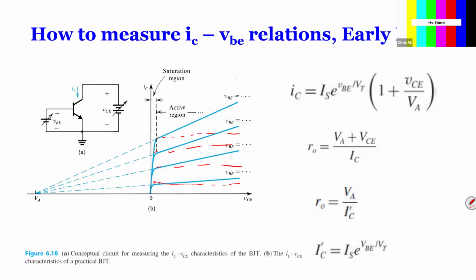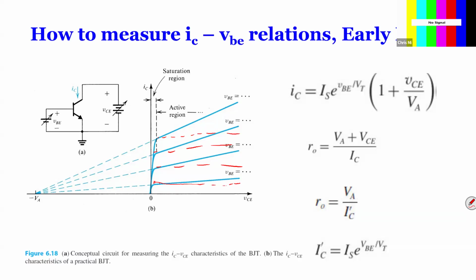As you increase VBE, you can see that line becomes more and more slanted, which means the difference between actual current and ideal current is going to become larger. But all the lines cross at this point, and we call it the early voltage.